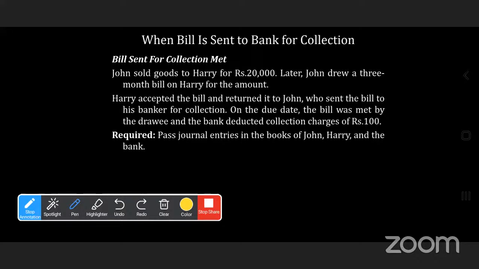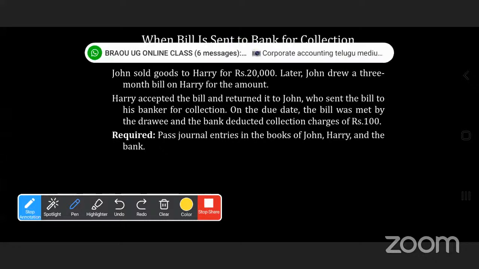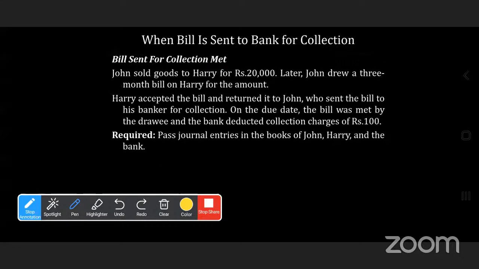Okay, ma'am. Bill is sent to bank for collection. So the other option is that the drawer can send all his bills to the bank for safety. From time to time the banker will see whether his bills are being met or not. So this bill was sent to bank for collection, but it is not for discount purpose. It is just sent for collection.